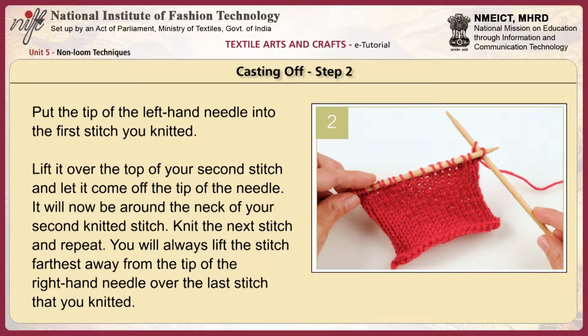Repeat all the way along the row until one stitch remains. Break off the yarn and pull the stitch loop until the end comes through, fastening off the last stitch securely.